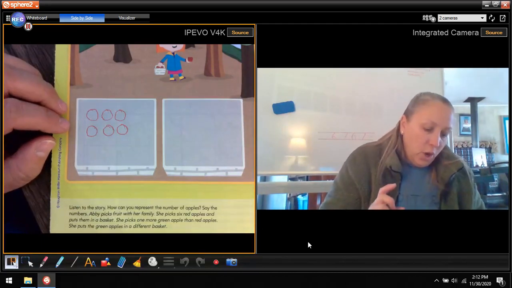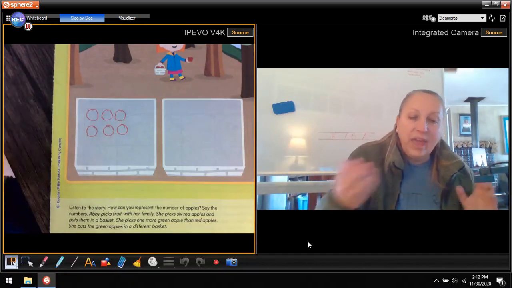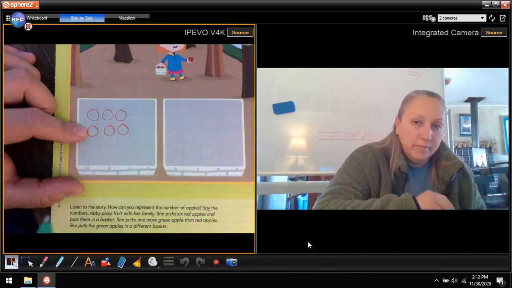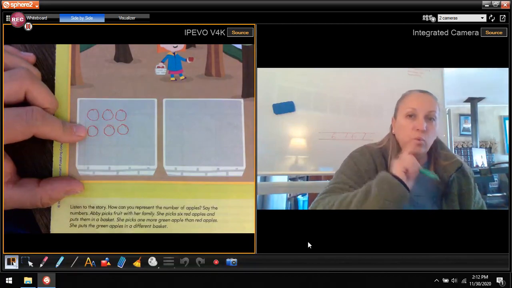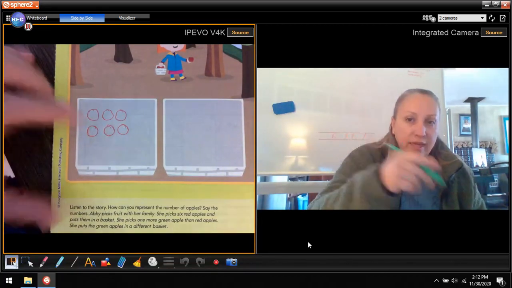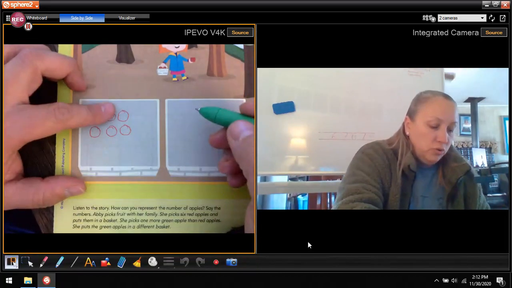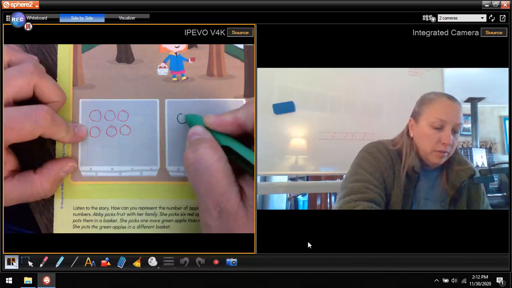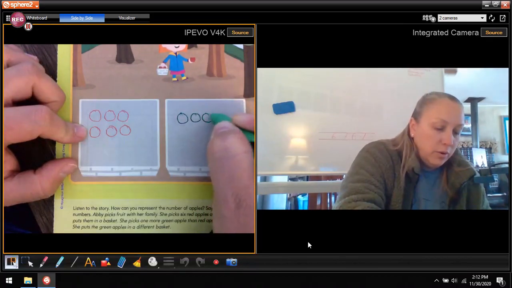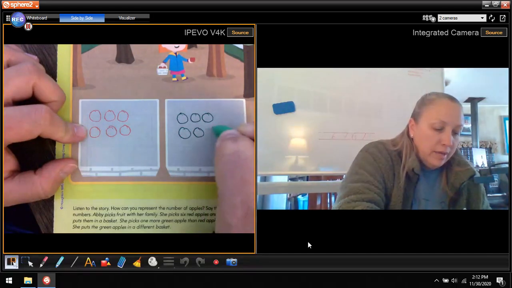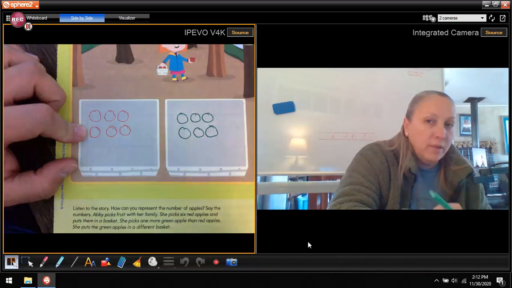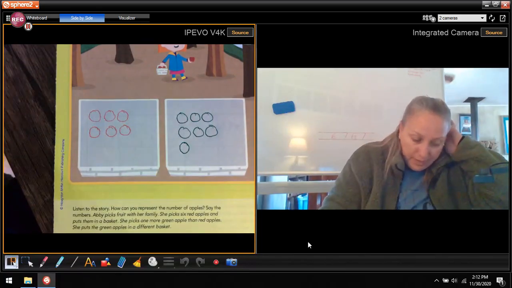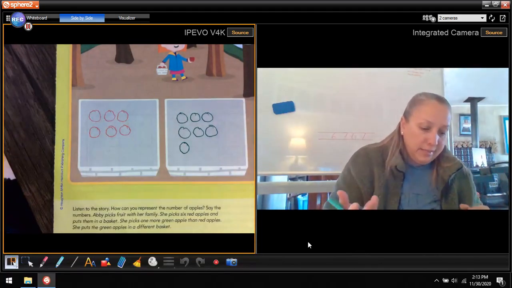Now it says she picks 1 more green apple than the red apples. So how many red apples did she draw? 6, but she also picked 1 more green apples than these. So that means if she picked 6 red apples, we're going to draw at least 6 green apples. So 1, 2, 3, 4, 5, 6, but she picked 1 more than the red. So 1 more than the red apples, okay? And she puts the green apples in a different basket.